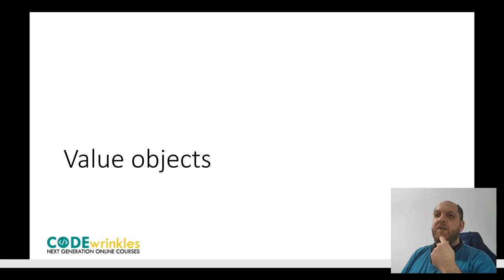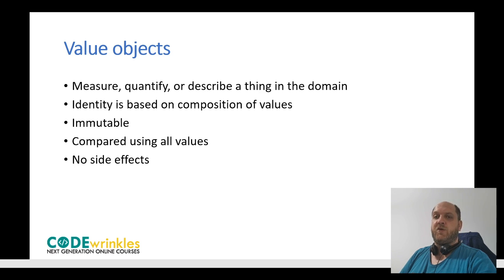Okay, then the second type of domain models, which was something that for me at least was new when I read about it, and it was something like, wow, this is really cool. This other type of domain model is called value objects. Now, value objects are very interesting for different reasons. They usually measure or quantify or describe a certain thing in the domain. This means that we can identify them based on the composition of their values.